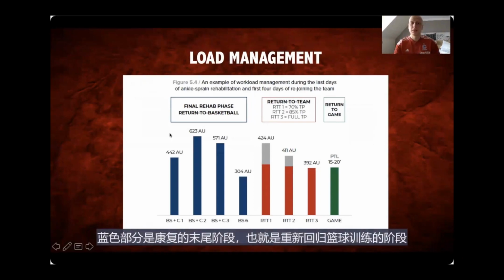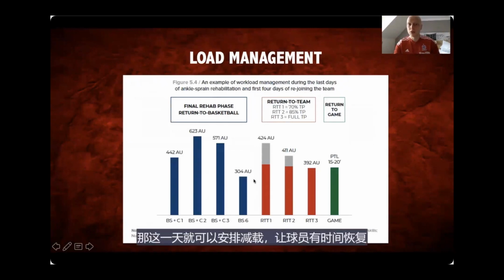So basically, this blue phase is the final rehab phase before player goes back to the team, and this is the first game. So he wants to do a lot of work on basketball skills and contact, with individual coach. Okay, this day maybe we use a little bit to unload the player and to give him some time to recover and rest. And then when he goes back to the team, we decide to do this is full practice.